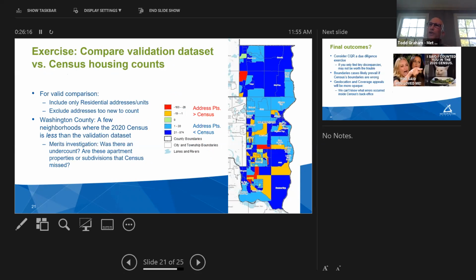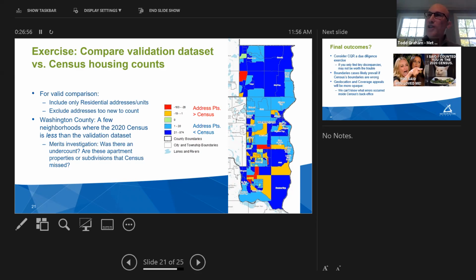And then here's a very quick mock-up of what such a comparison might look like. On this slide, I've got a map of Washington County, Minnesota in the East Metro, and I've compared what the Census Bureau published as housing unit counts to what Washington County has in its address points database. Specifically, I've filtered the address points database to only look at the residential properties that were in the database in first quarter 2020.